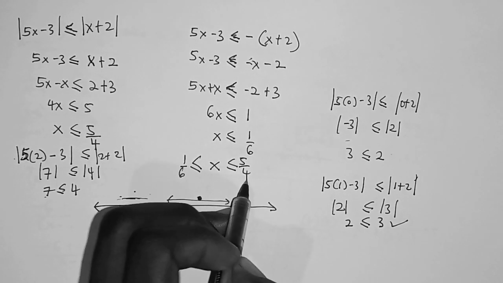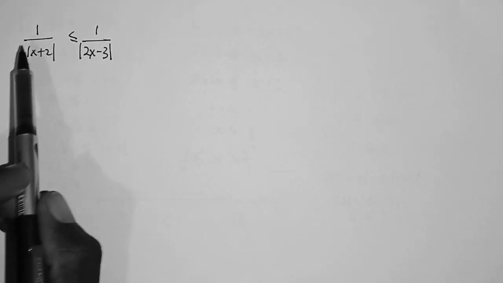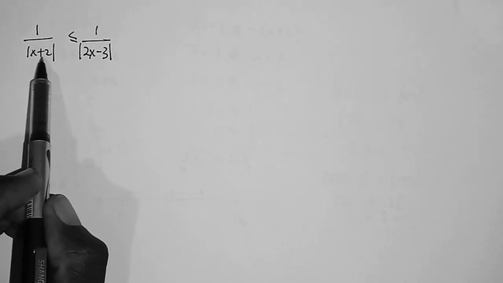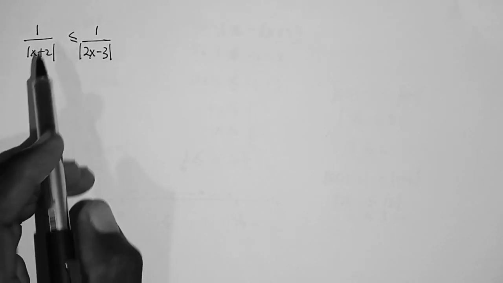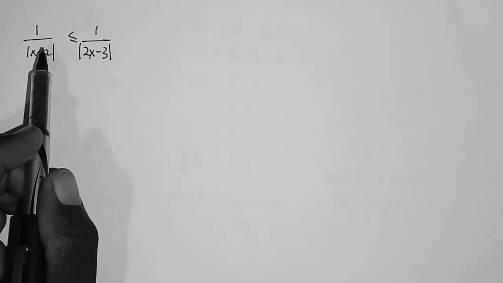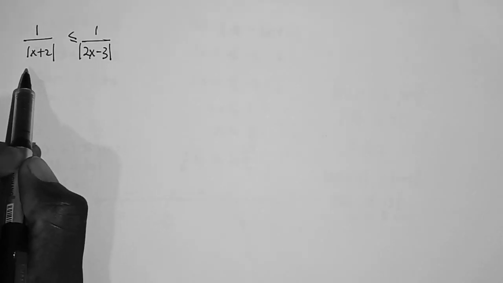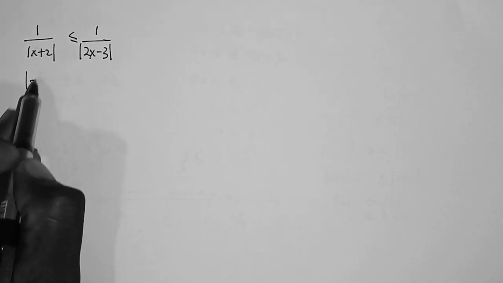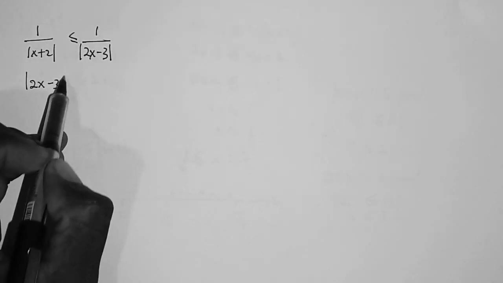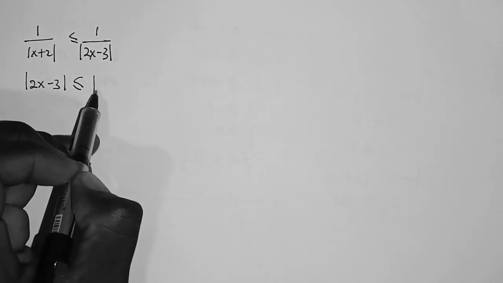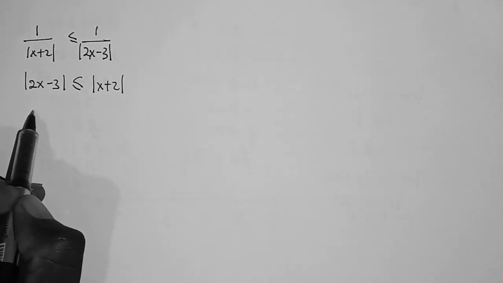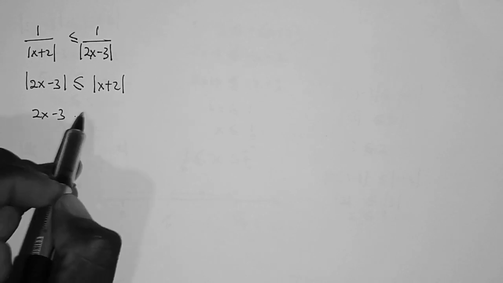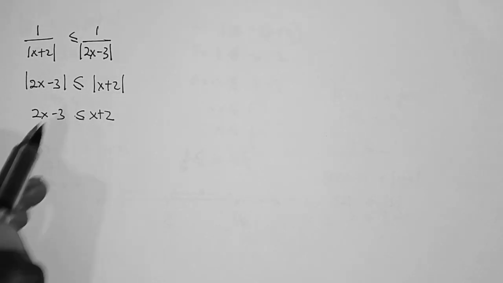So let's solve this question too, which is 1 divided by absolute value of 2x plus 2, less than or equal to 1 divided by absolute value of 2x minus 3. So let's cross multiply. You cross multiply, you find out that absolute value of 2x minus 3 is less than or equal to absolute value of x plus 2. Now, let's solve it for the values of x. So 2x minus 3 is less than or equal to x plus 2.